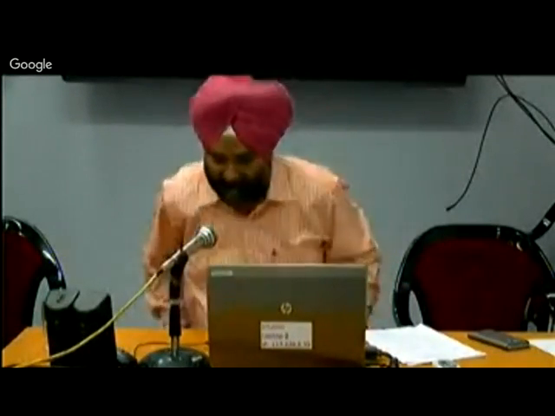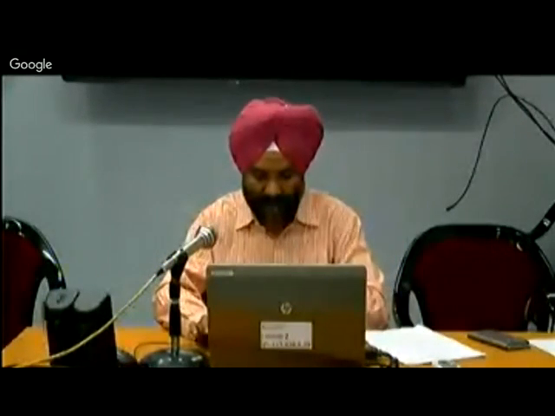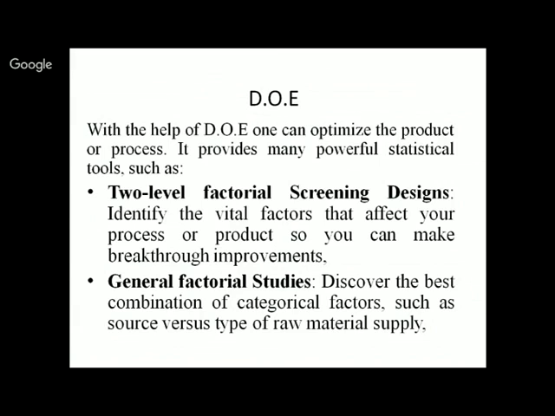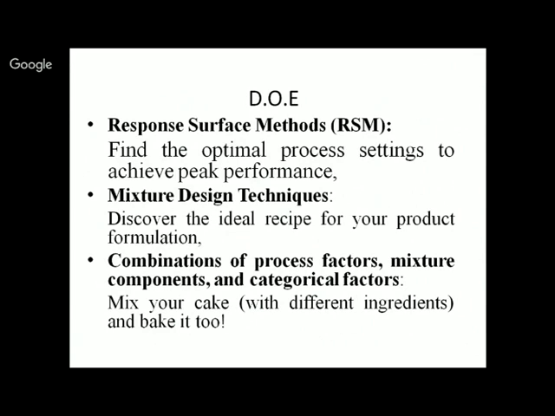So, experimental research in mechanical engineering: with the help of design of experiments, you can optimize your product or a process. It is a very powerful statistical tool in which you can design your study by choosing 2-level factorial screening, general factorial studies, response surface methodology, or mixed design techniques, and combinations of factors.